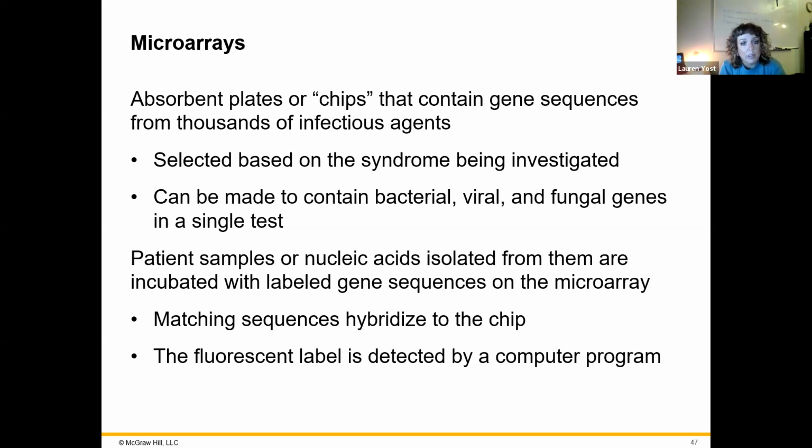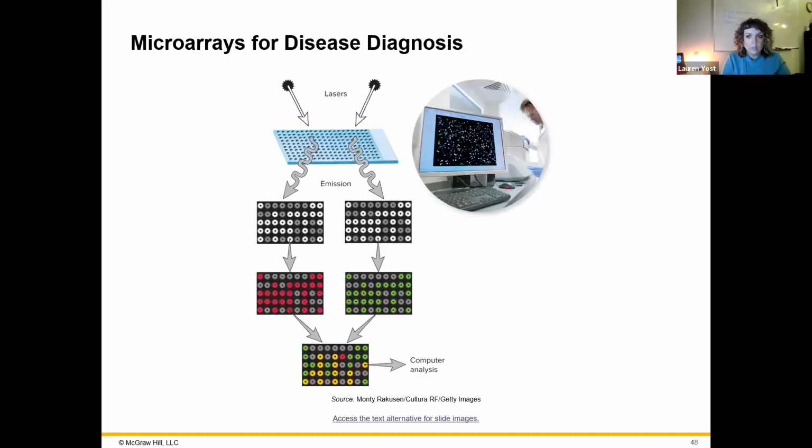Patient sample or nucleic acids isolated from the patient are incubated with labeled gene sequences on the microarray. And if you have matching up of the sequences, there will be fluorescence again that the computer can detect and then tell you whether you're positive for, row A, column C or something. And then because of that, you are positive for Staphylococcus aureus. All right, so that's how that would work.